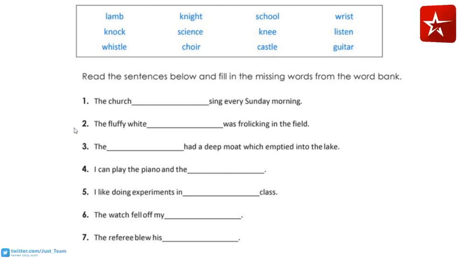Had a deep mouth. Maybe you might not know the word, and I will explain the meaning. Moat means a long wide hole that is dug all the way around a place, such as a castle, and usually filled with water to make it more difficult to attack. Castle, yes, the castle had a deep moat which emptied into the lake. Castle is the correct answer.